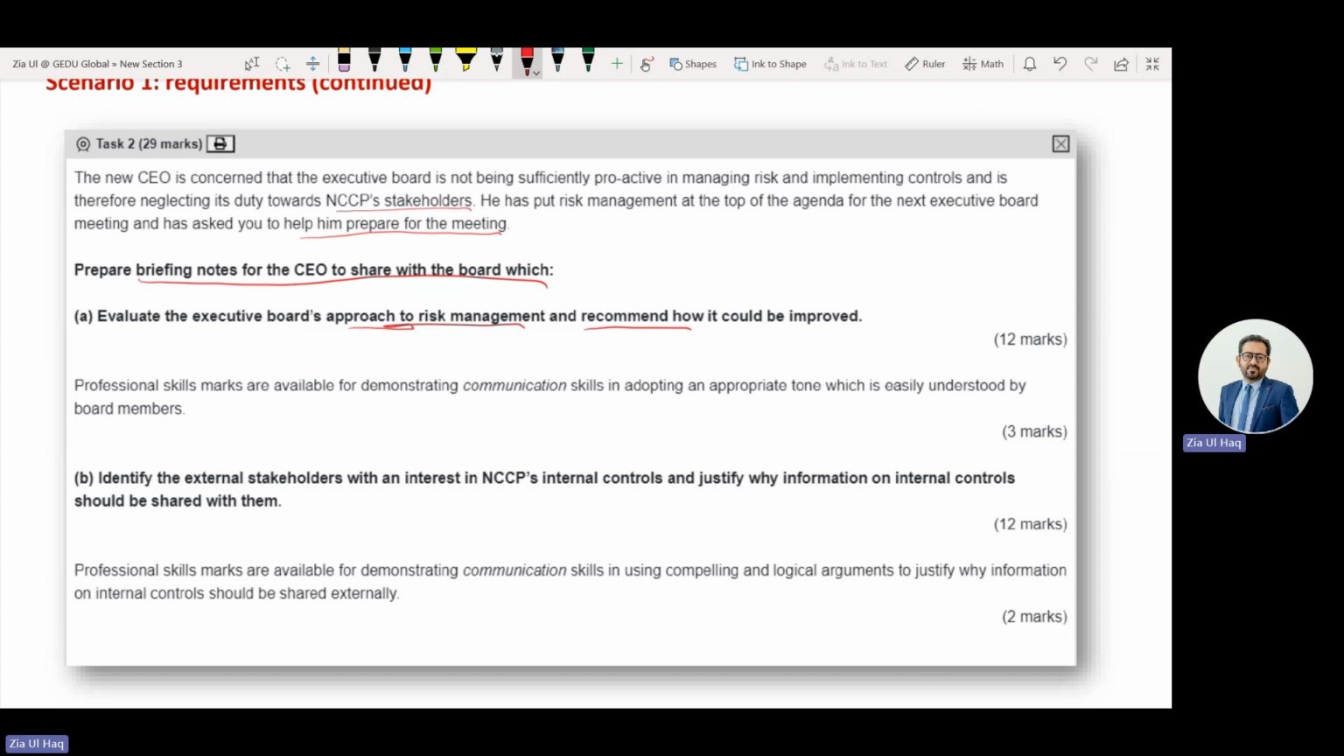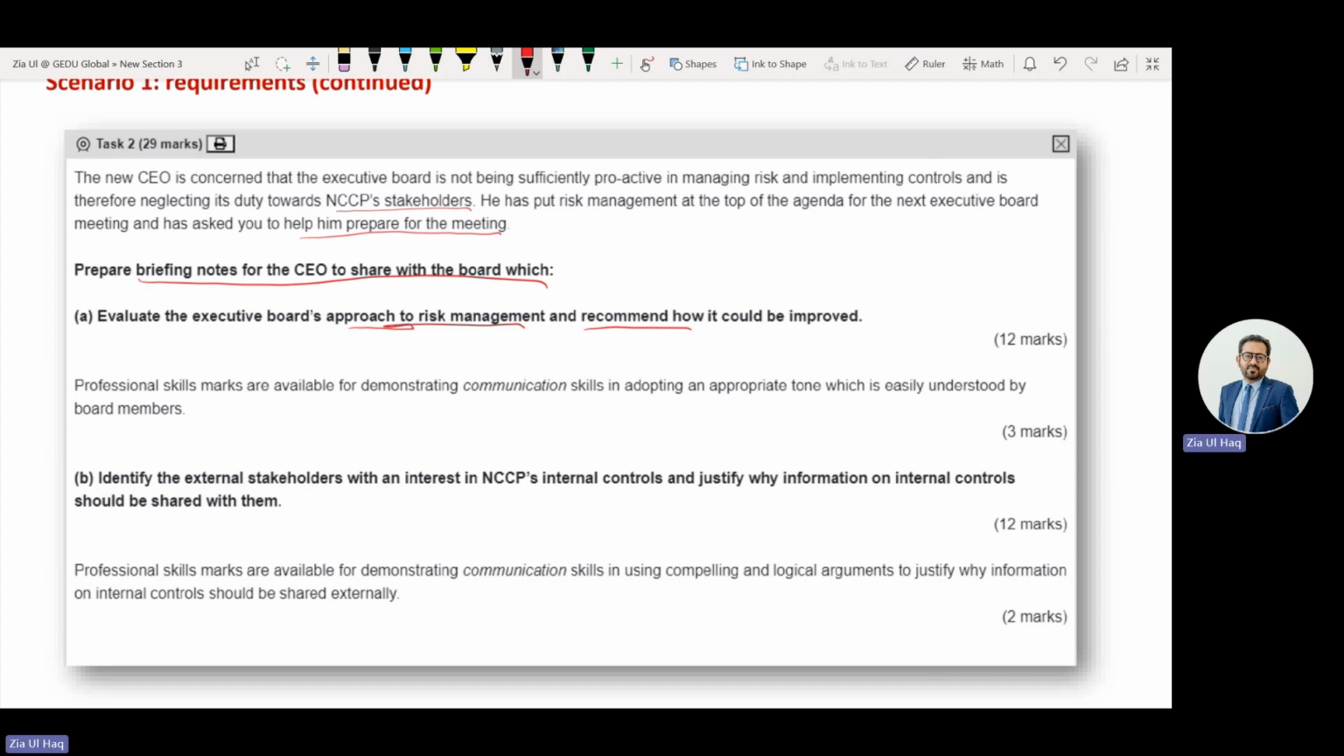As requested, I have evaluated some risks relating to the business and have provided some recommendations on how the business can manage their risk. Then our answer will start. So you need to prepare briefing notes evaluating the executive board's approach to risk management. There was one exhibit for risk management. We need to evaluate that and recommend how it could be improved.